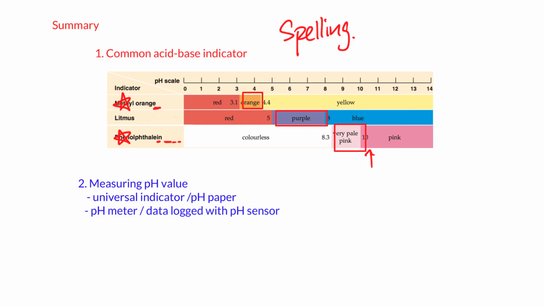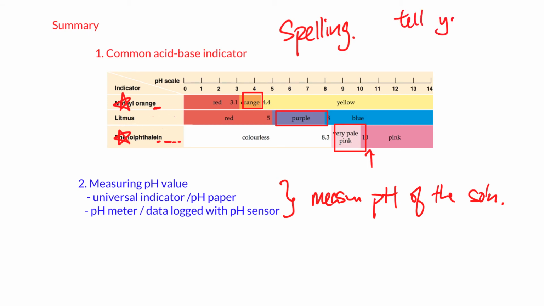So for measuring pH values, we can use universal indicator and pH paper. Know how you are going to use these instruments to help you measure the pH. Remember this one: we can measure the pH of the solution. I can tell exactly what the pH of the solution is. But the common acid-base indicators can only tell you whether the solution is acidic or alkaline. They can tell you acidity and alkalinity, but they cannot tell you the pH values.